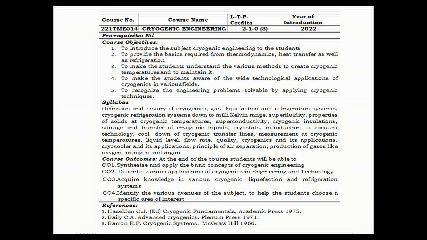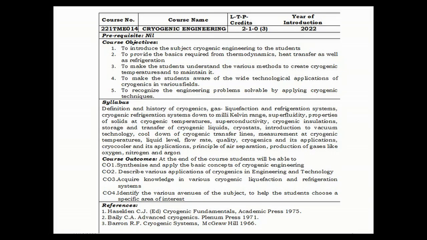The outcome expected out of this course is to synthesize and apply the basic concepts of cryogenic engineering, describe various applications of cryogenic engineering and technology, acquire the knowledge in various cryogenic liquefaction refrigeration systems, and identify the avenues of the subjects to help the student to choose a specific area of interest.